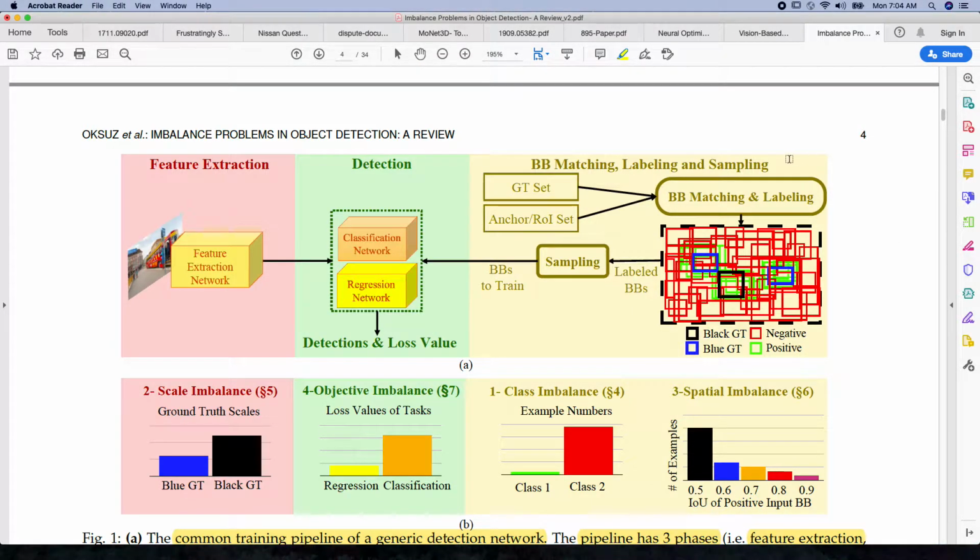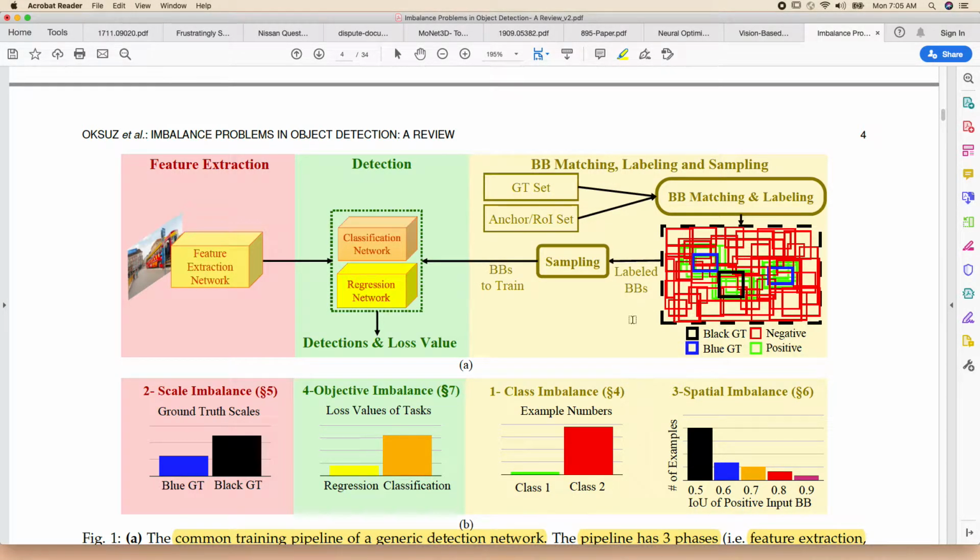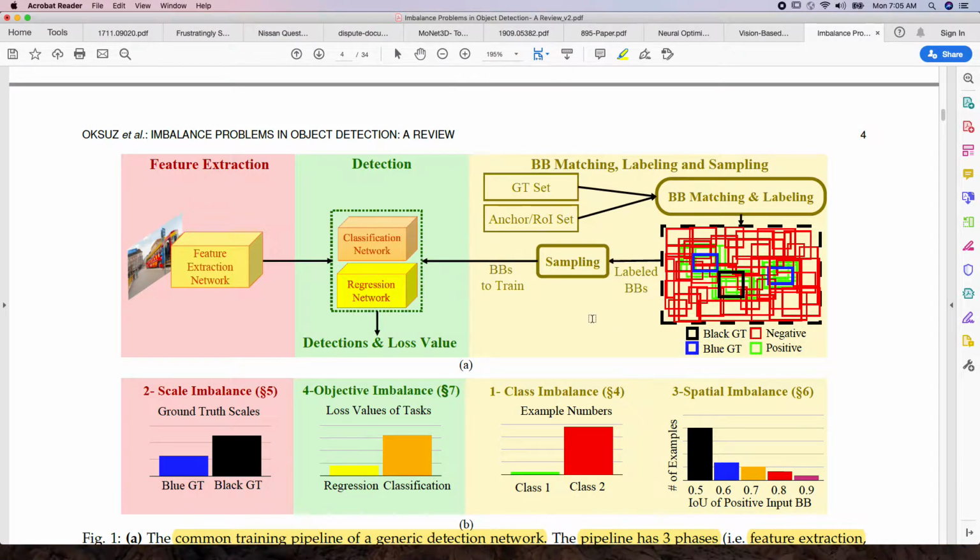Okay. The top stage here says the bounding box matching, labeling, and sampling. I'm not too sure I quite understand what they were trying to detect in this place, so I will leave that out.